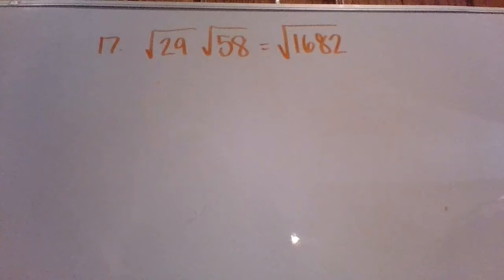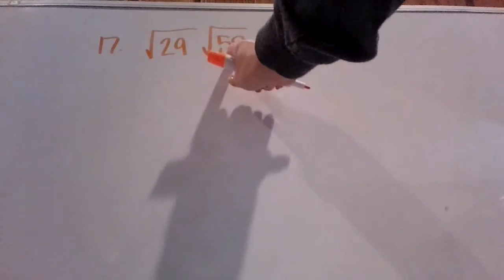1,682 divided by, let's try 16. It doesn't work. I'm trying here, but I keep punching the wrong numbers. 1,682 divided by 4. That doesn't work. So that process I was doing doesn't work. So let's break down 58.